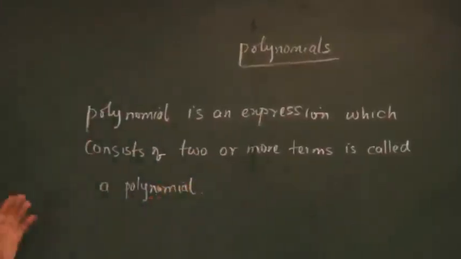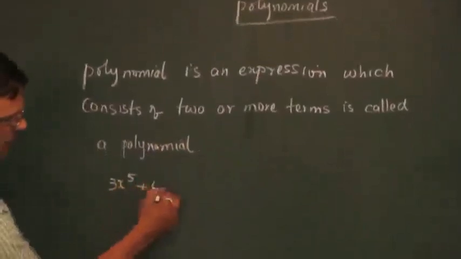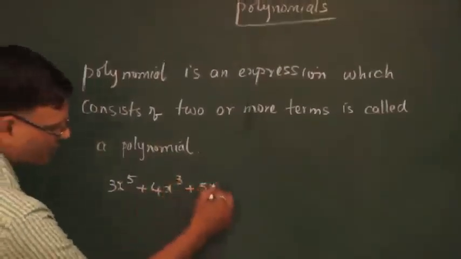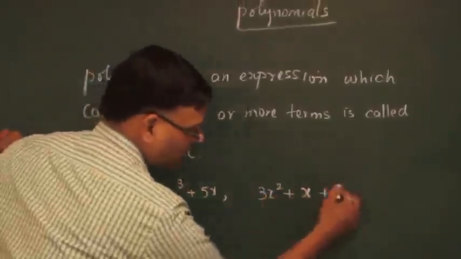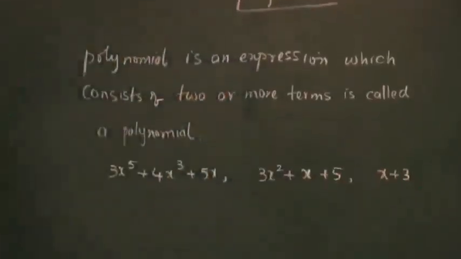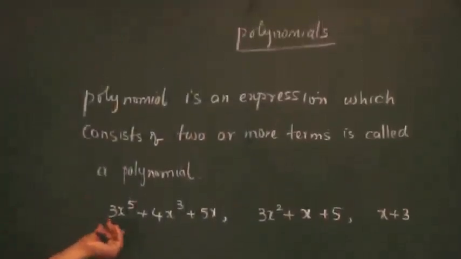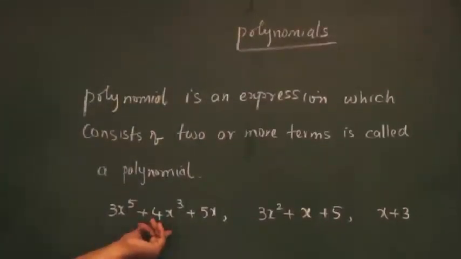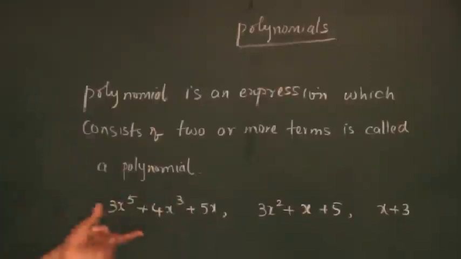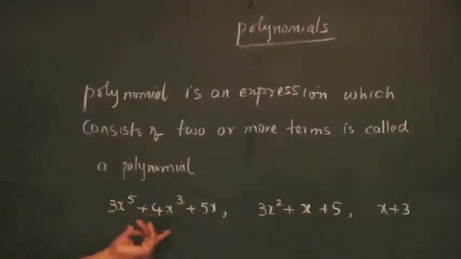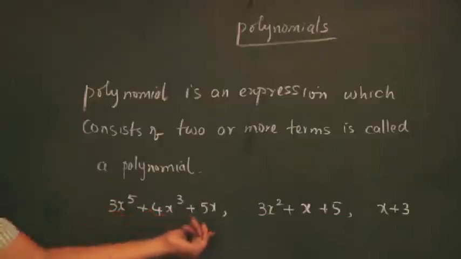Let us take some examples of polynomials. First one, 3x to the power of 5 plus 4x cube plus 5x; and 3x square plus x plus 5; and x plus 3. So these are the three examples for polynomials I have taken. First one, 3x to the power of 5 plus 4x cube plus 5x. Here, what are the terms of the polynomial? This consists of three terms: 3x to the power of 5, 4x cube and 5x.